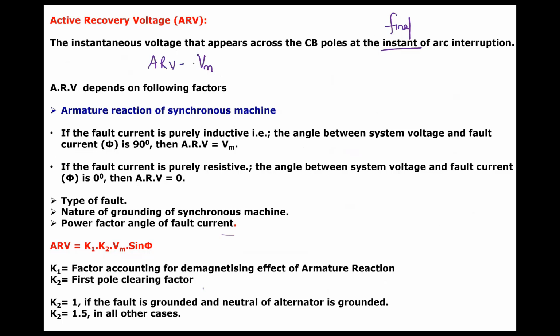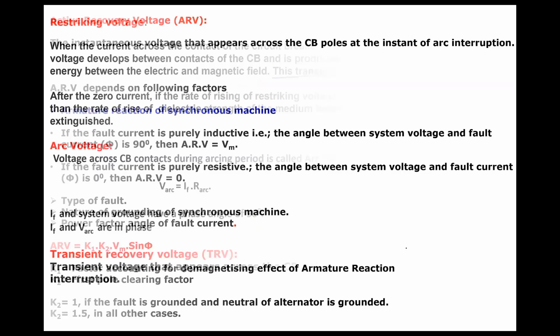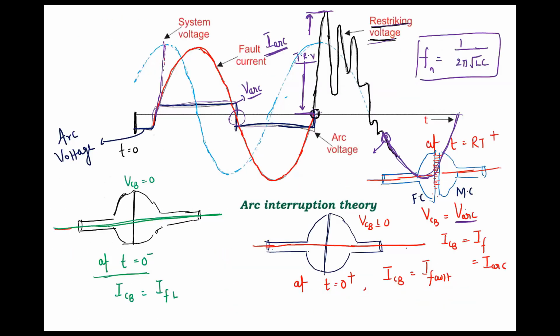Active recovery voltage value will be equal to Vm when no effect is considered. However, active recovery voltage depends upon the armature reaction of the synchronous machine, type of fault, nature of grounding of the synchronous machine, and power factor angle. Again, sorry, in this figure I have wrongly indicated. What is the active recovery voltage?